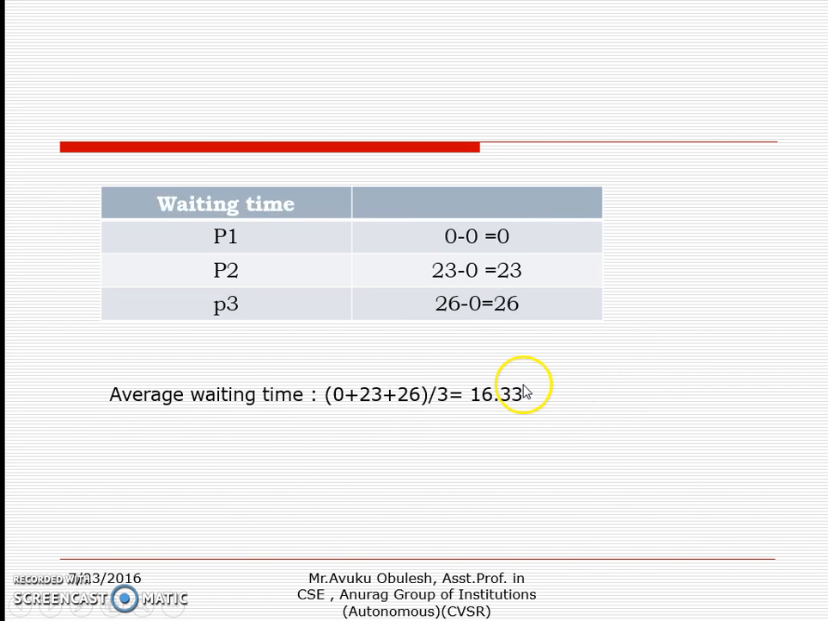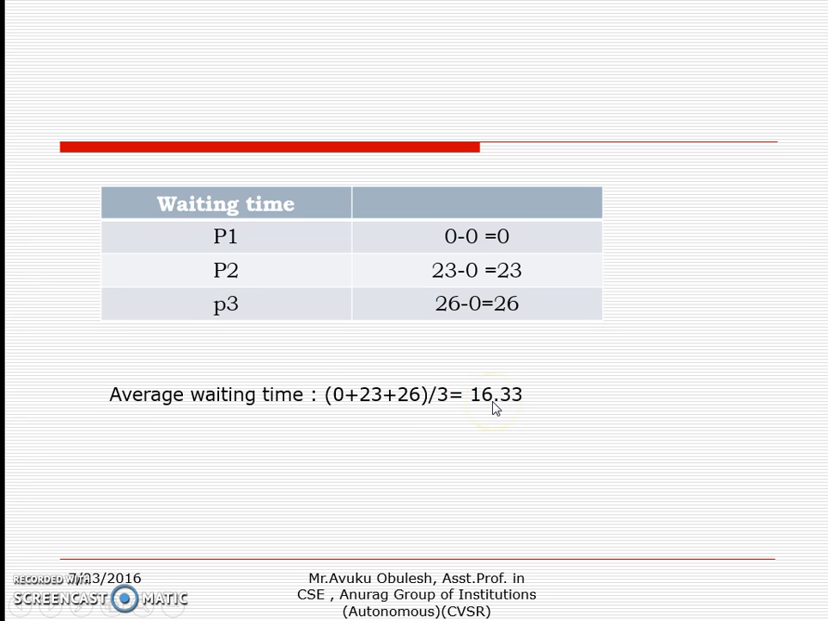So every time we should calculate the average waiting time. Here P1 has not waited any time, that is 0. P2 waited until P1 completes, that's why P2's waiting time is 23, and P3 waited until the completion of P1 and P2, that's why P3's waiting time is 26. So the average waiting time is (0 + 23 + 26) / 3, that is 16.